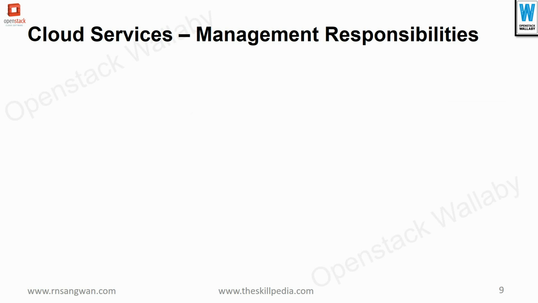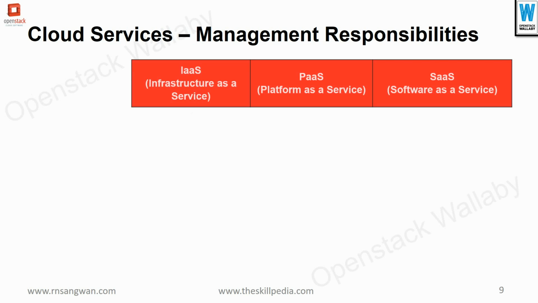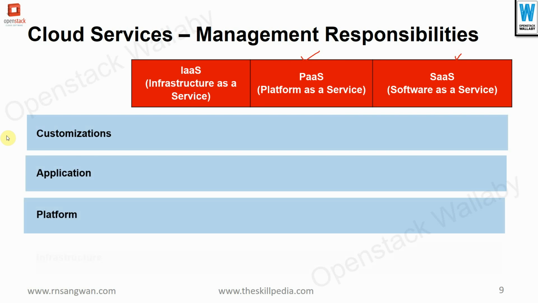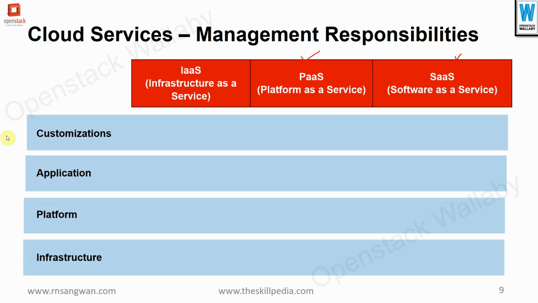Cloud service management responsibilities. Let's understand with an animation, with a figure, the boundary line which I theoretically explained in the previous few slides. Let's understand from this figure that will make it more clear. Infrastructure as a service, platform as a service, and software as a service. From this perspective: customization, application, platform, and the infrastructure. So infrastructure is the lowest level.